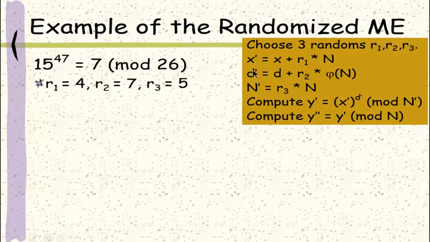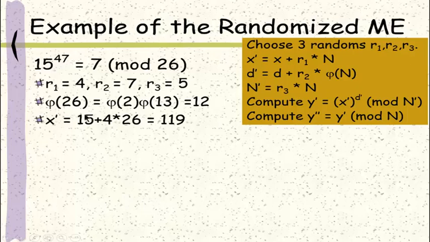Following the definition of x prime, d prime, and n prime, we can compute these quantities. By the way, phi of 26 equals phi of 2 times phi of 13, which is 12. So x prime equals x, which is 15, plus R1, which is 4, multiplied by n, which is 26. This gives us 119. D prime equals d, which is 47 here, plus R2, which is 7, times phi of n, which is 12. So this is 47 plus 84, which gives us 131.